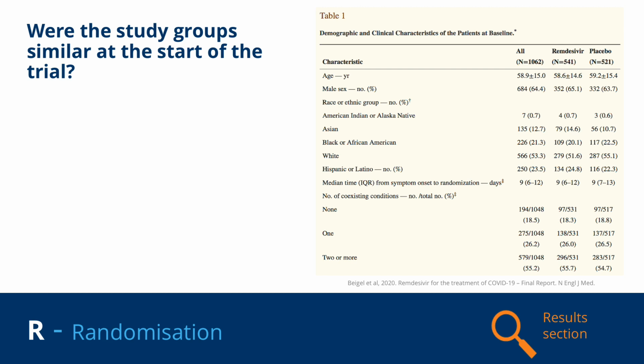If it's clear that the study groups are similar at the start of the trial, you would answer yes to this checklist item. If important features have not been compared, you would answer unclear. If there are important differences between the study groups, you would answer no to this checklist question.